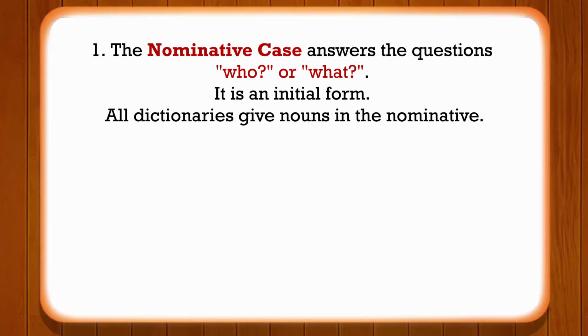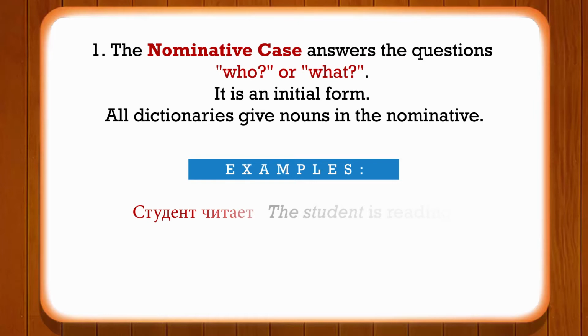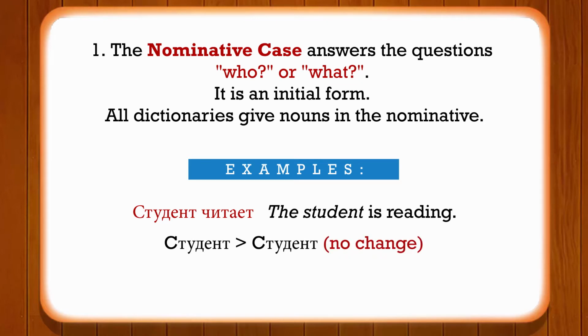Let's pay attention to these 2 examples we have. Студент читает. The student is reading. A student reads. Student remains the same. Likewise, in other cases you will find a similar pattern, but you will see how the rules of grammar apply.